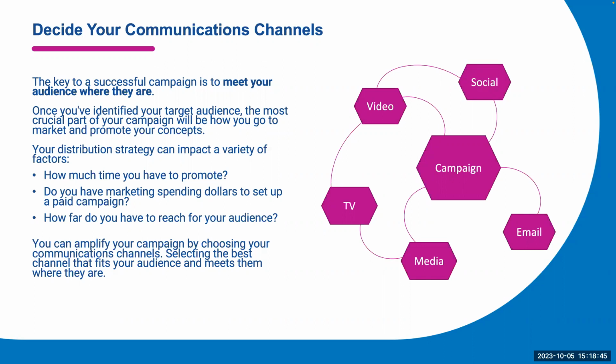You don't want to just put the information out there in the world and hope that the person you're trying to reach finds it. You want to make sure that it is as accessible as possible. Your distribution strategy can impact a variety of factors, like how much time you have to promote your messaging, whether you have any marketing dollars to set up a paid campaign, and how far you have to reach your audience. All of these factors can affect your communication channels. Whether the campaign is going to be through email, social platforms, video, TV, or traditional media, these are all things you need to consider when creating a campaign.